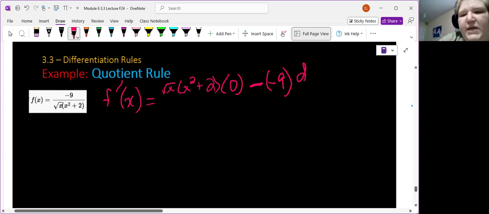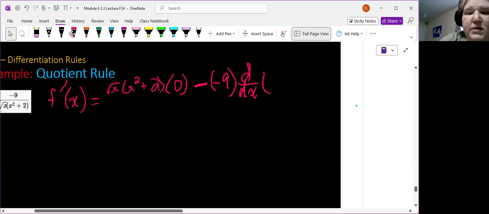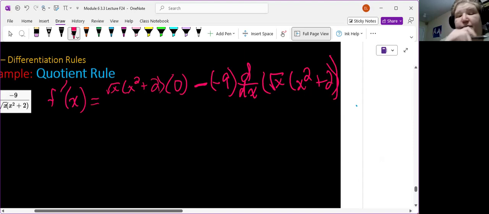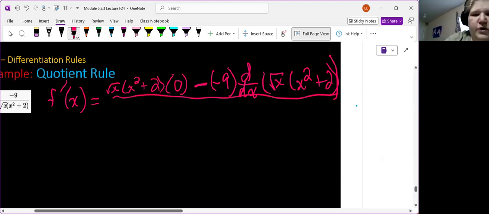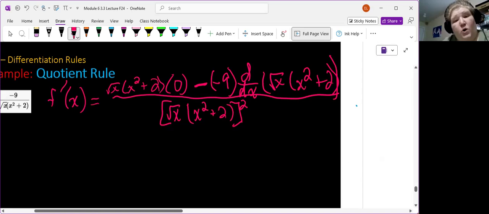And then over here, I'm going to write d dx of the square root of x times x squared plus 2, the denominator squared, and away we go. All right, so we'll come back and clean up that denominator. But what I want to do right now is make a sidebar where we actually work out the derivative of that product rule.